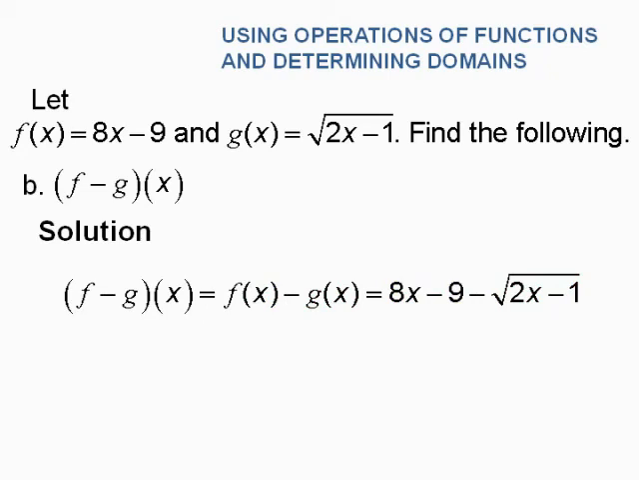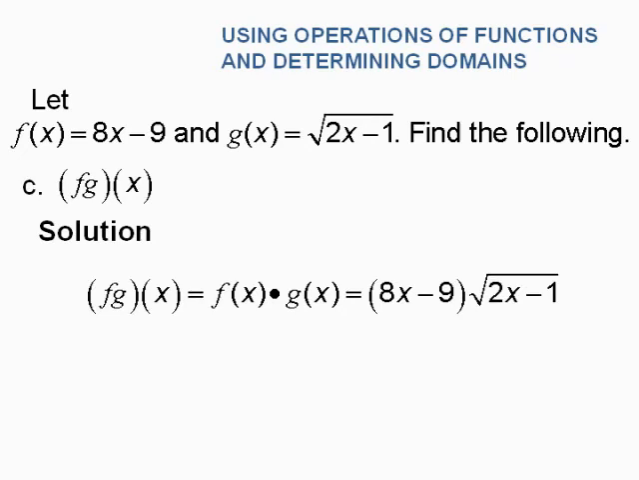Same two functions, if you subtract them, not much happening. You've got f of x is the 8x minus 9. We're just putting a minus sign in there. Square root of 2x minus 1.